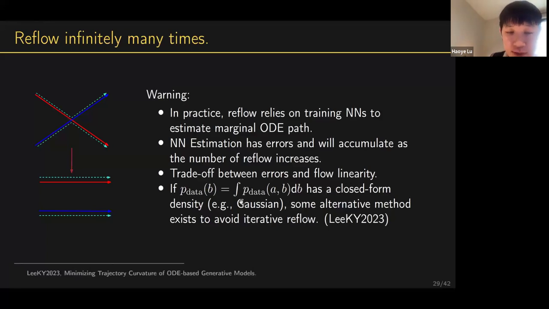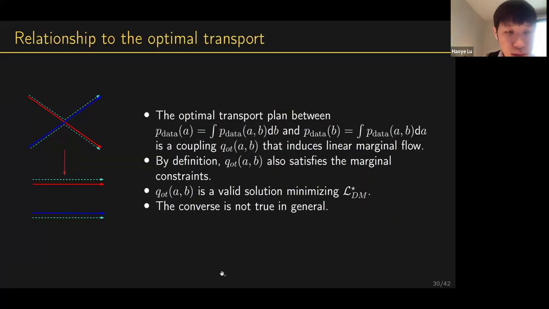But in some special cases, for example, when the marginal distribution of my data distribution has a closed-form expression, like a Gaussian distribution, then we definitely have some alternative method to avoid iterative reflow. I put the reference here, and interested audience can have a look after this talk.